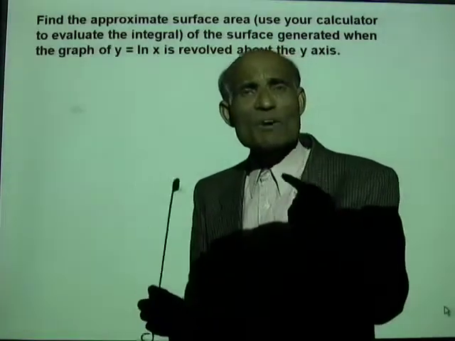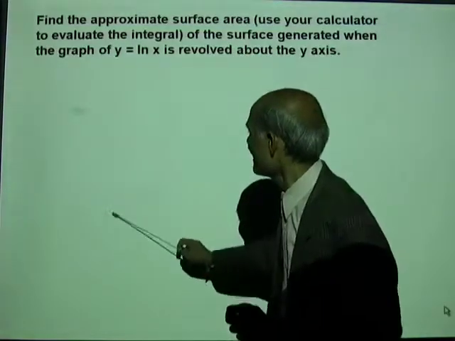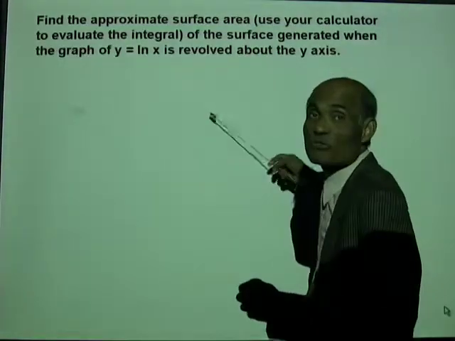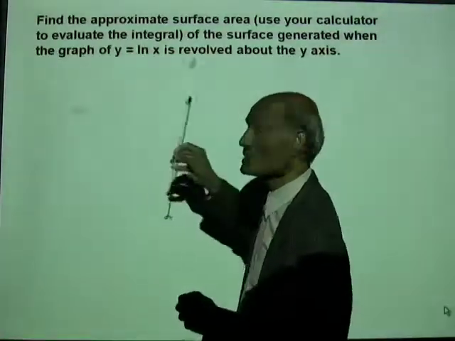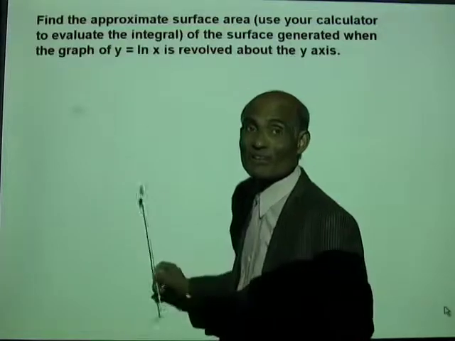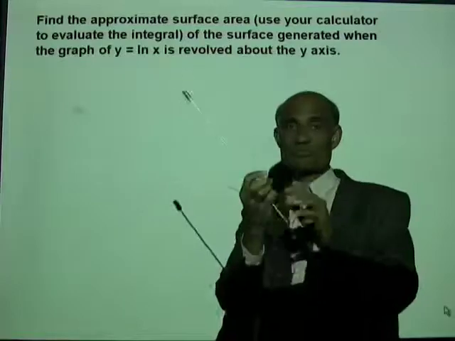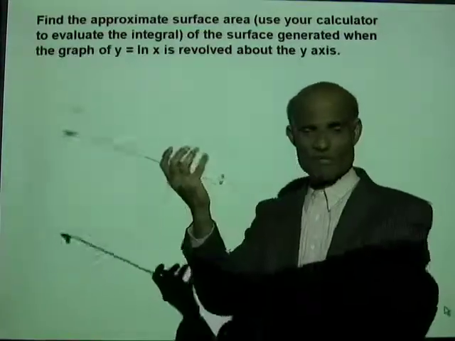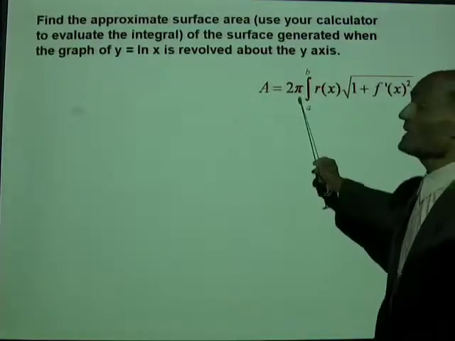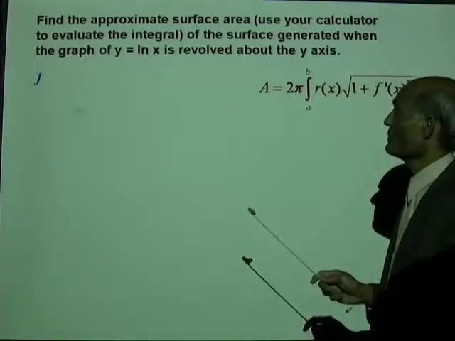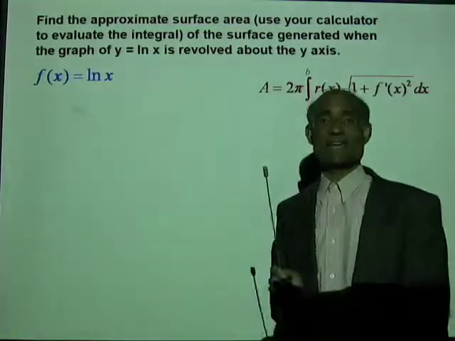Do you remember how the graph of y equal to ln x looked like? Like that. And if you revolve it about the y-axis, it's going to be like that. A graph like this, revolved about the y-axis, you produce a beautiful flower vase-like structure. All right, that's our equation. Carry that with you. So our function is y equal to ln x.